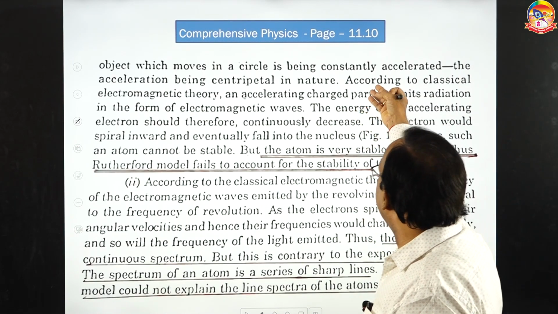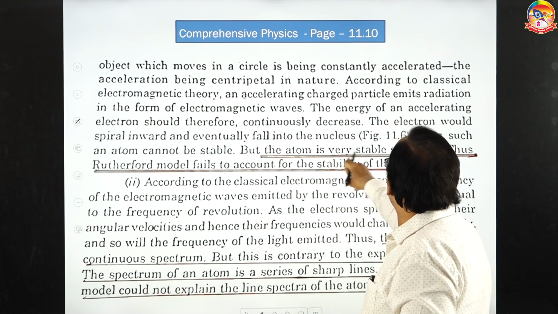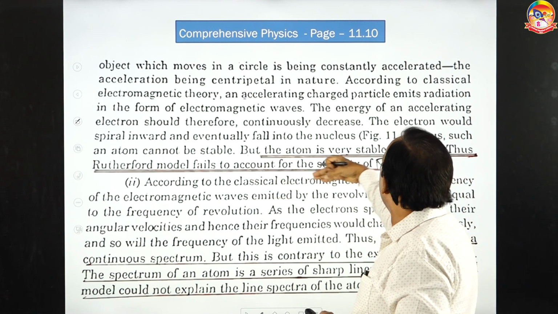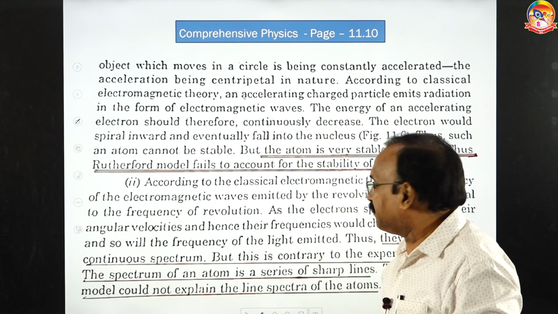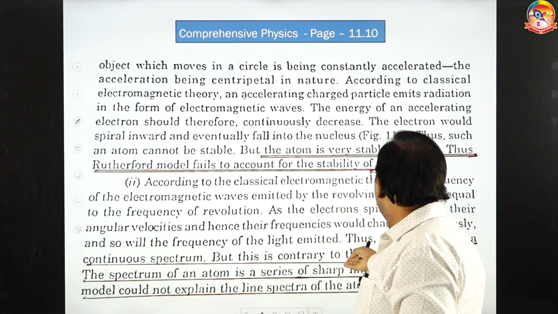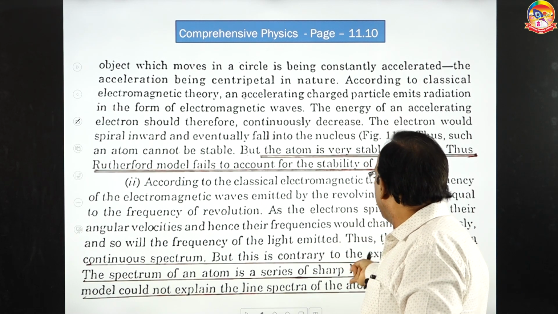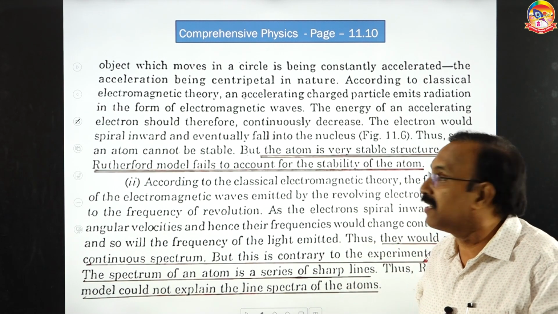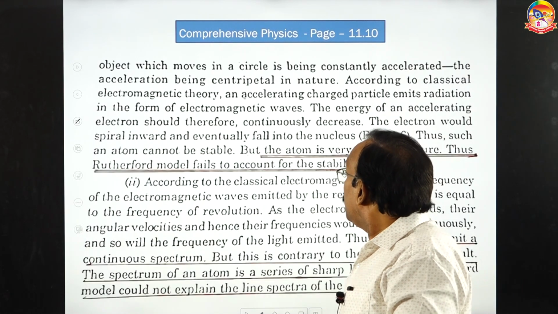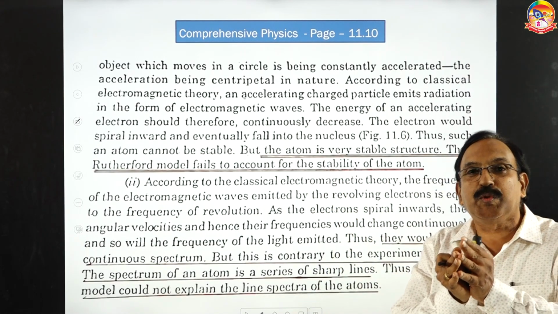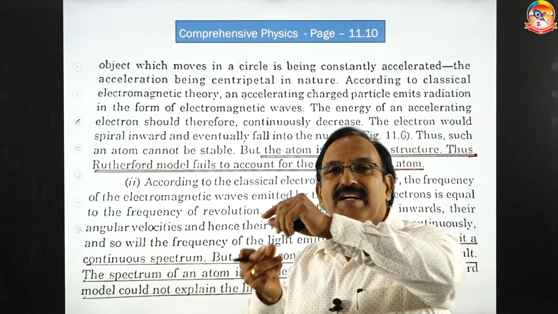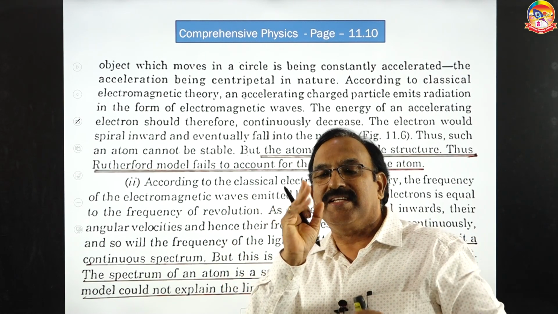Okay, even in Comprehensive Physics, you can see that the atom is a very stable structure, and the Rutherford model fails to account for the stability of the atom. And even this characteristic line spectrum is mentioned here, you can just see it. Now all these arguments make a student go for the answer.